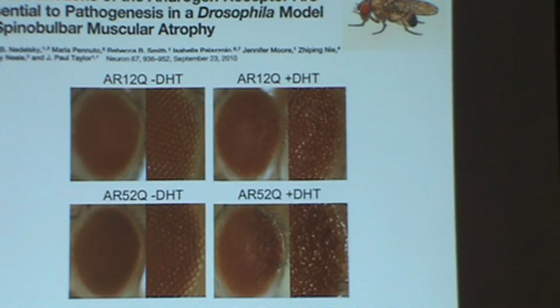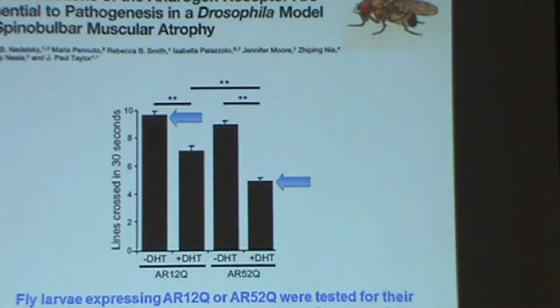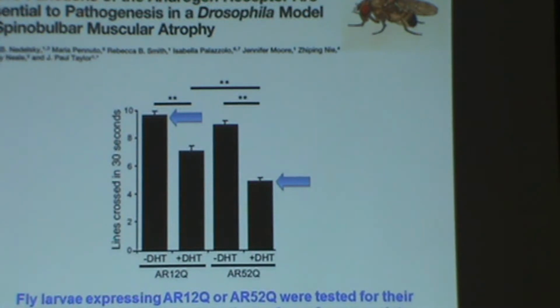What's happening? Are the proteins toxic to the cells? Do the fly eyes look normal, or do they look like something's happened? Now another test that Paul Taylor's group did was to look at the fly larvae. How fast could these larvae crawl? Now, we'll see why this is relevant later.